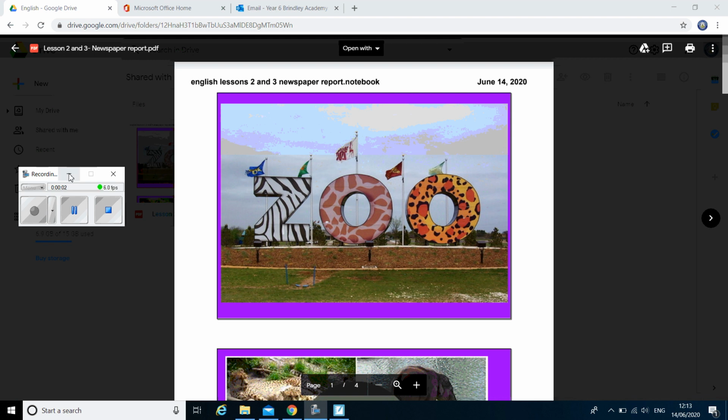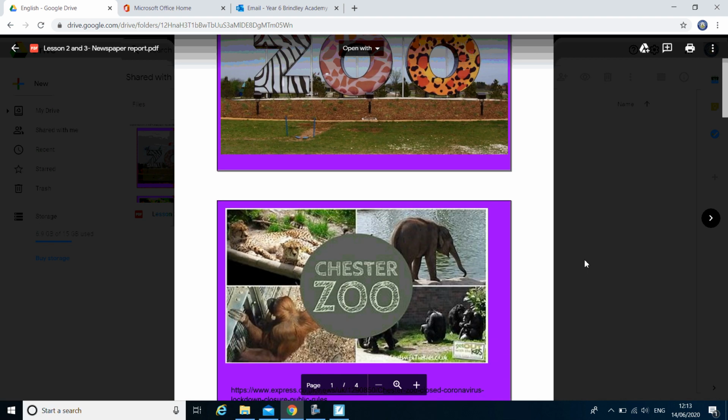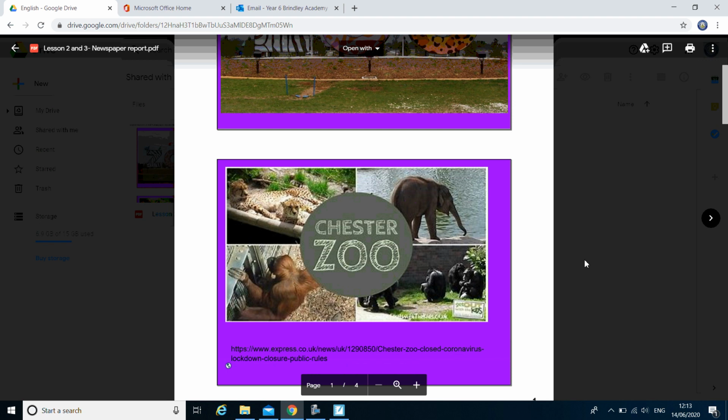Hello, Year 6. So today we're going to be continuing looking at our zoos project. Some of you might have seen recently that there have been a number of news articles about different zoos around the country that are really struggling at the moment due to the coronavirus crisis and the fact that they have had to close their doors to visitors.